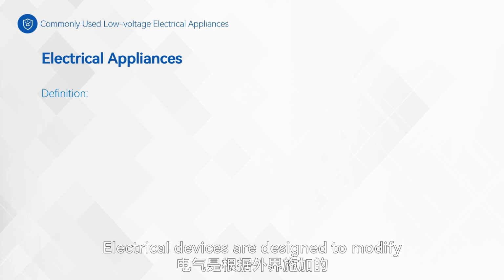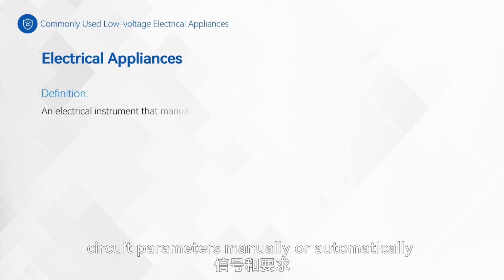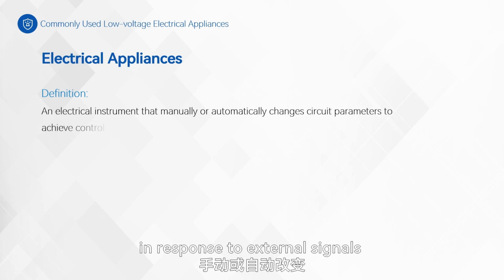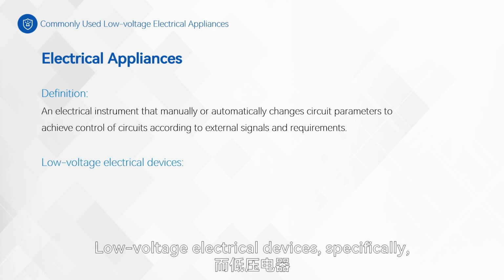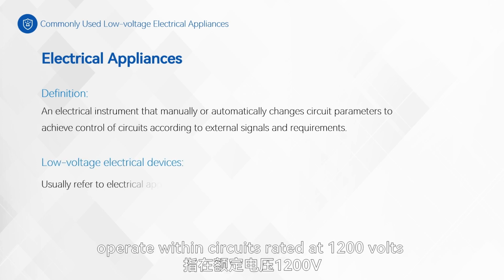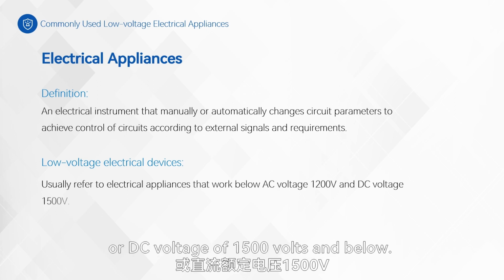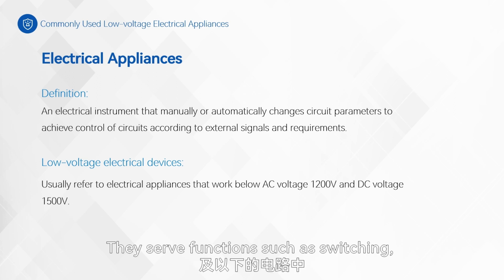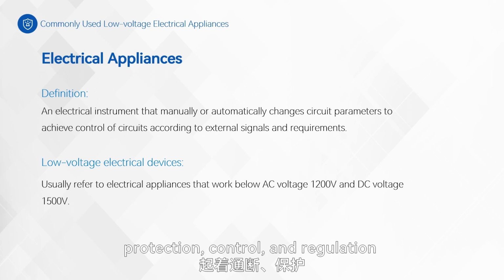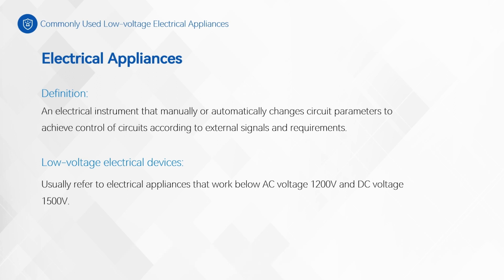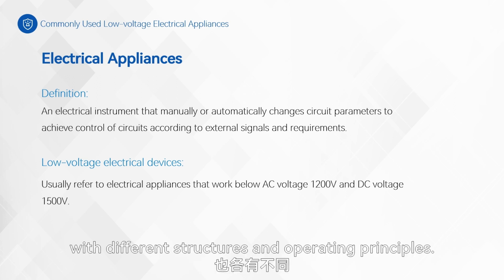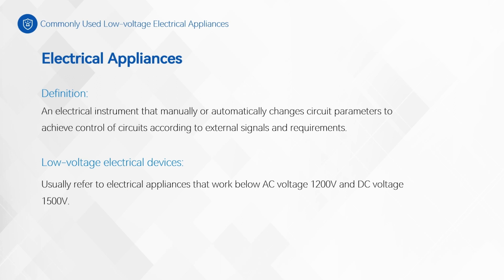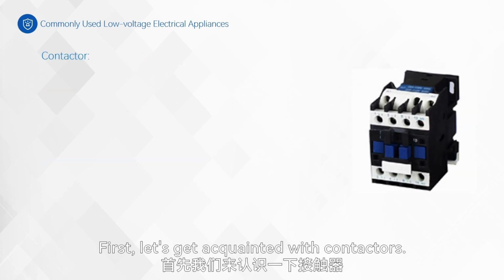Electrical devices are designed to modify circuit parameters manually or automatically in response to external signals and requirements, enabling control over the circuit. Low-voltage electrical devices, specifically, operate within circuits rated at 1200 volts AC or DC voltage of 1500 volts and below. They serve functions such as switching, protection, control, and regulation within electrical systems. Low-voltage electrical equipment has a wide range of applications, with different structures and operating principles. First, let's get acquainted with contactors.